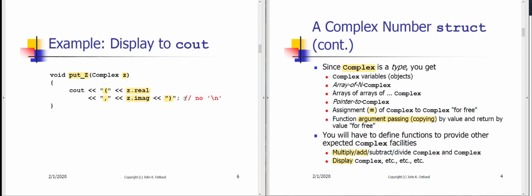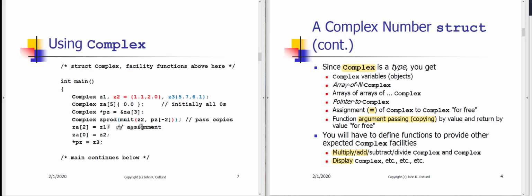Notice that, and this is a style point, we did not automatically display a newline character as part of putz, because we don't know when we develop putz that every time somebody calls the putz function, they're automatically going to want to have a newline character at the end. So we will leave it up to the person who calls putz to decide for themselves whether they also want to send a newline character to cout after that complex value has been displayed.